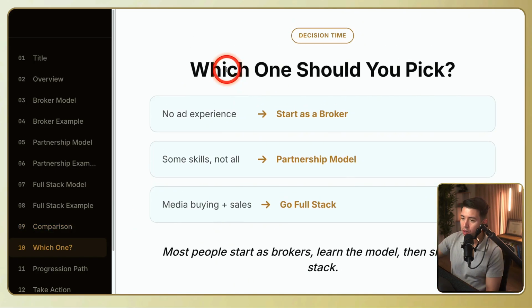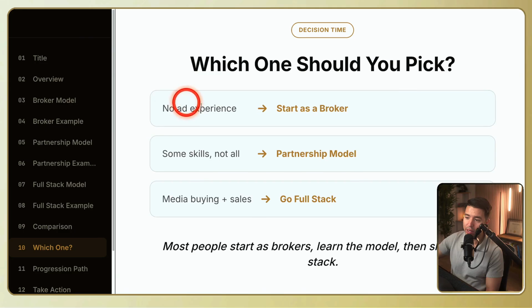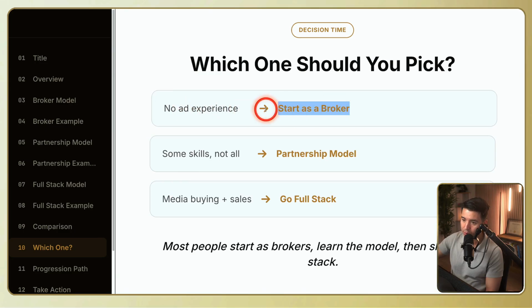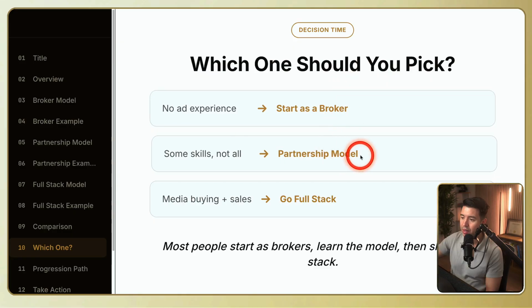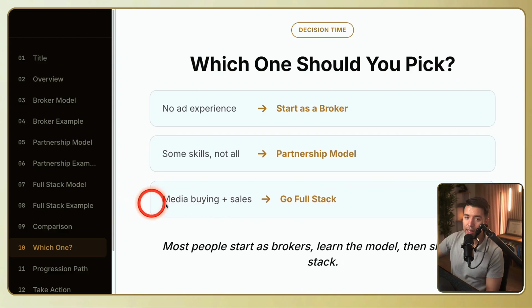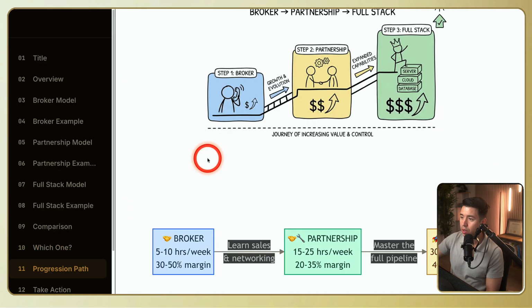So which one should you pick? If you have no ad experience, just start off as a broker, close some deals. Then you can do a more partnership model where you find someone that's really good and you want to partner with them. And then go full stack where you handle everything and you have full control. So the progression path looks like something like this. And not always. Some people like just staying as brokers or just sticking with partnership models, right?